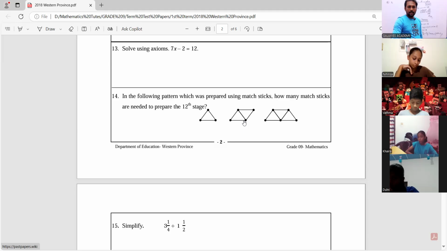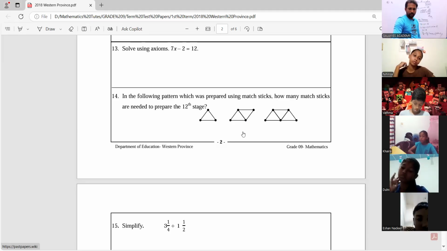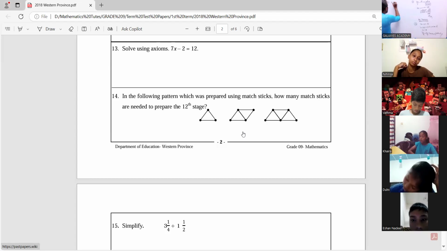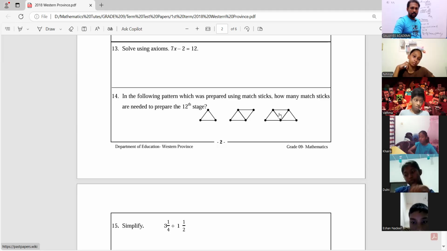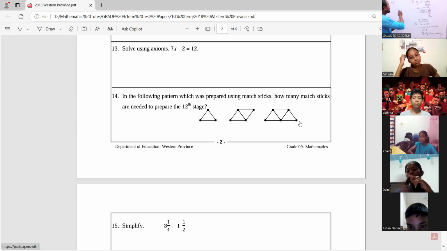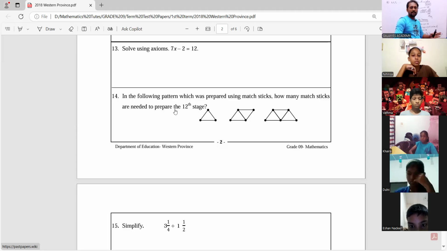Second stage, how many matchsticks are used? 1, 2, 3, 4, 5. Third stage, how many matchsticks are used? 1, 2, 3, 4, 5, 6, 7. There's a number pattern, no? Then you have to find how many matchsticks are used for the 12th stage. That means you have to find the 12th term, right?